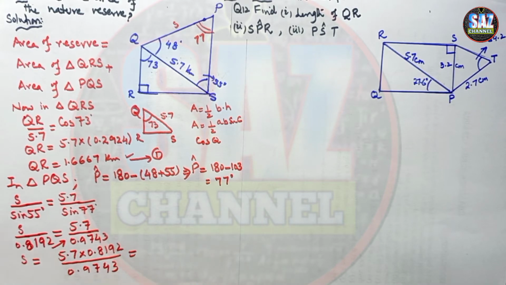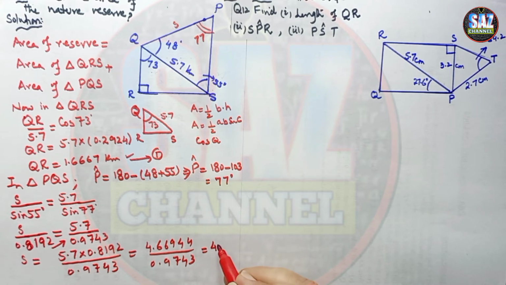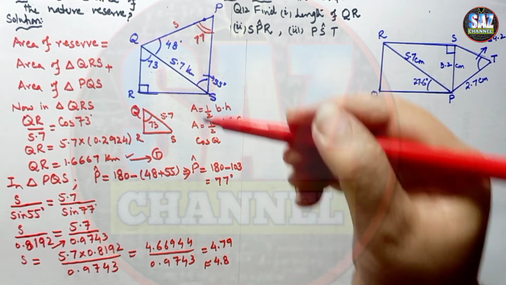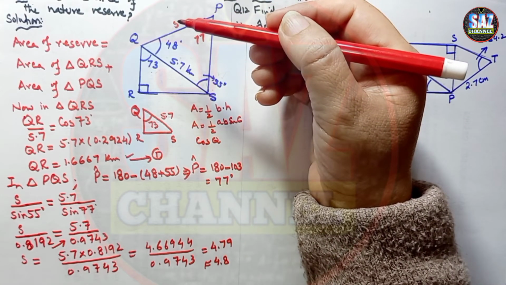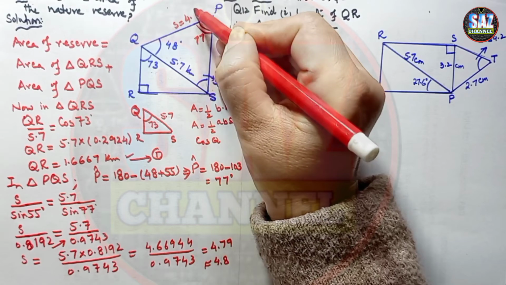Okay, and now 5.7 multiplied by 0.8192 gives me 4.66944, divided by 0.9743, and this gives me 4.79, that will be approximately 4.8, because all other lengths are nearest to 1 decimal place. So I have to write s equals 4.8.